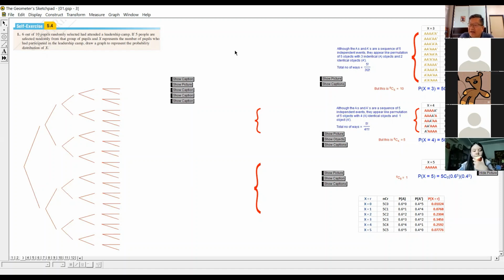Now, what is the X, the discrete random variable there? X is the number of pupils who have attended the leadership course. Maybe what are the values? From 0 to how many?